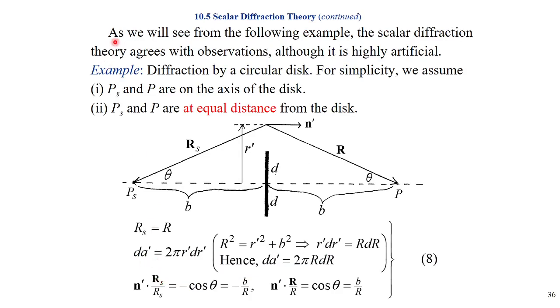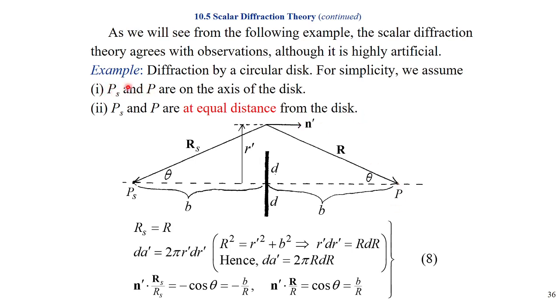I will give you another example. That is, we will use a scalar diffraction theory. This one agrees with observations, although it is highly artificial. We assume a disk. So this is another example: diffraction by a circular disk. We have a disk here. We have a source here. We have another source here. Okay?